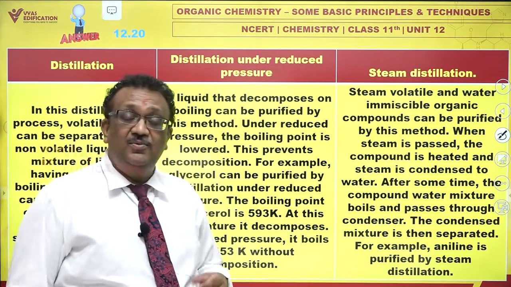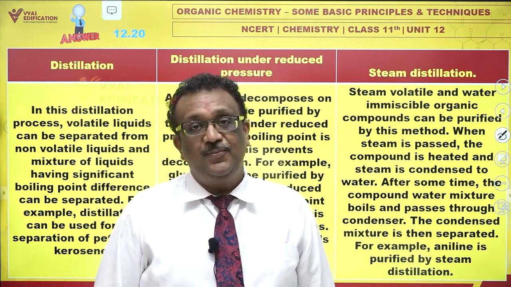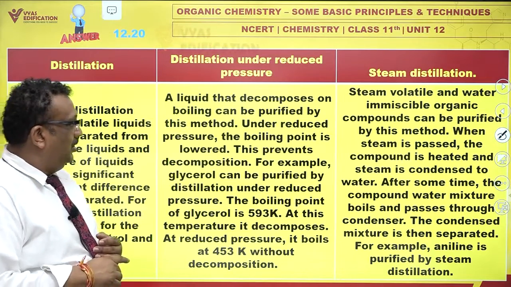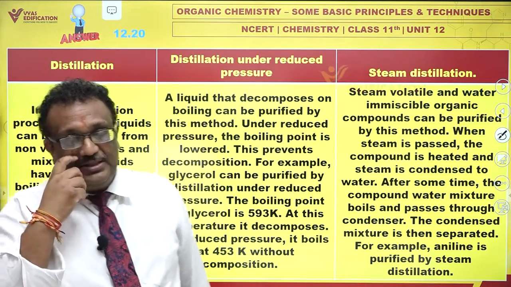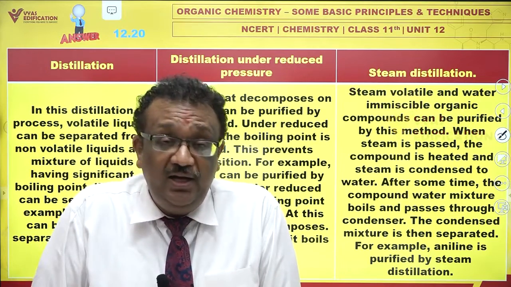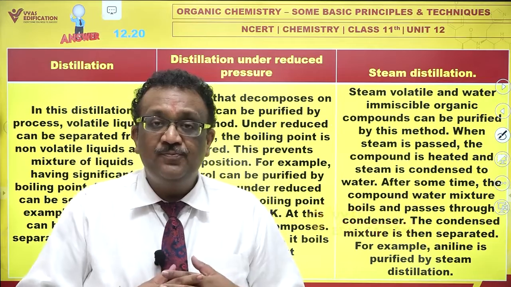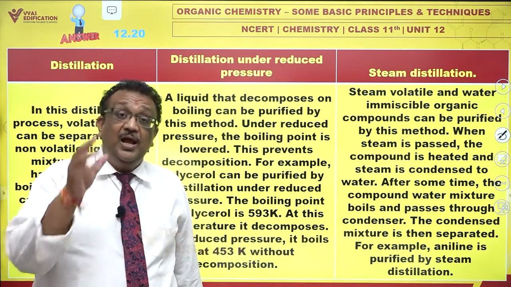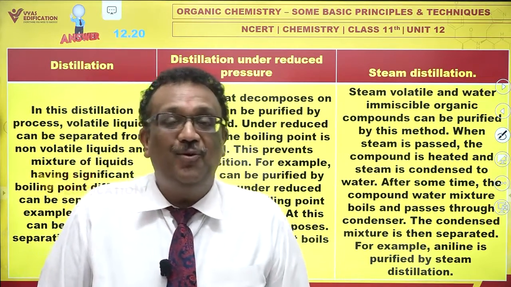If you have a component which begins to decompose as you boil it, like you say if you have something like glycerol. Now, glycerol, if you start boiling it around 320 degrees Celsius, the boiling point, but if you heat it that much, then it also begins to decompose. So we need to actually reduce the external pressure, and if you reduce the external pressure, the most beautiful part is boiling point gets reduced.